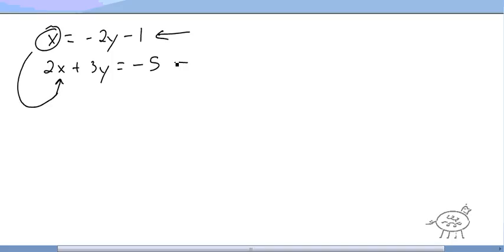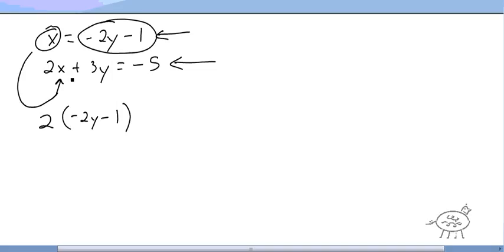So I'm going to rewrite this equation as 2. I'm substituting x into that, so x is negative 2y minus 1. Okay, I literally substituted this x into this x right here. So now, again, I'm rewriting this equation. So it's 2 times x, which is negative 2y minus 1. And I got to continue on. Plus 3y equals negative 5.